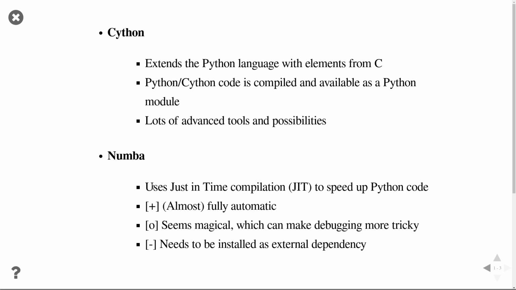So the advantage is that it's almost fully automatic. The in-between is almost like magic, which can sometimes make debugging a bit more tricky. If things work, it's great, but if things don't work, it might be a bit more tricky. Then a minor disadvantage is that you have to have external dependencies, and it uses a lot of advanced technologies, such as the LLVM compiler and so on and so forth. So there's much more overhead than with a normal Python interpreter.